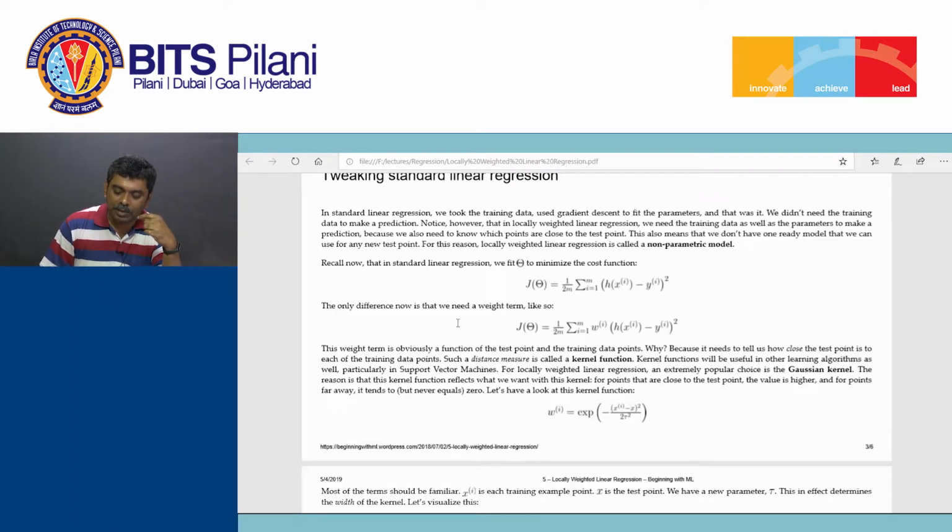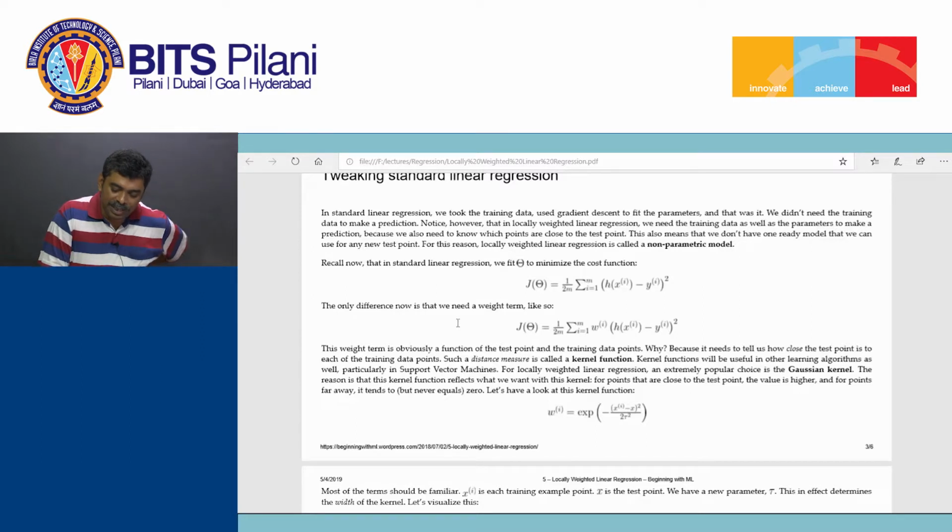This weight vector determines how close the test point is to each of the training data points, and such a distance measure is known as a kernel measure. We'll see this kernel trick in support vector machines later on. One of the most popular kernels is the Gaussian kernel, for the obvious reason that it follows a nice exponential decay expression. So let's look at this kernel.